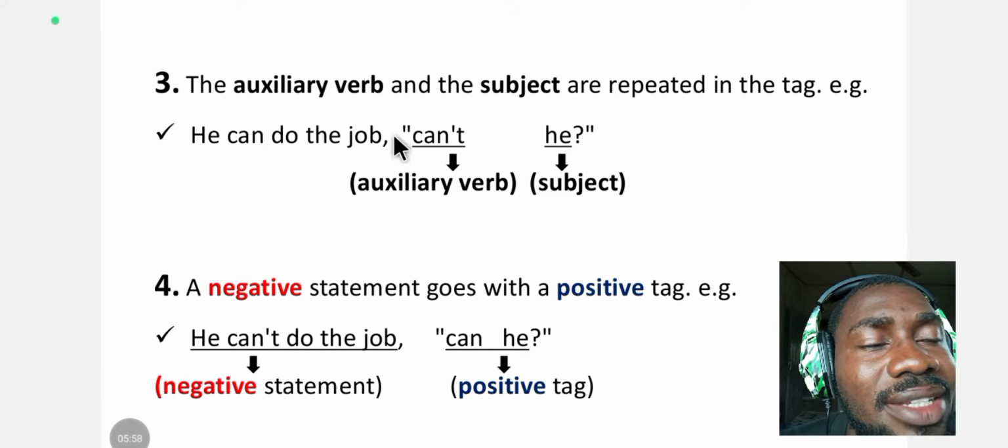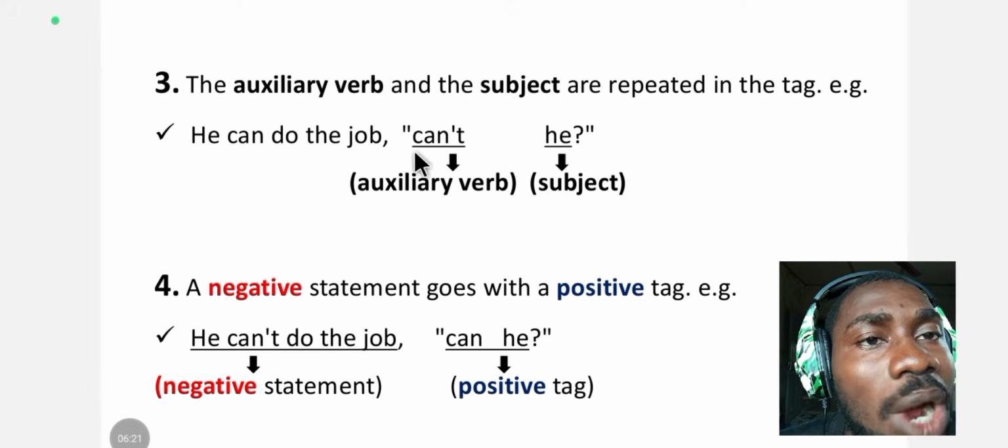It says the auxiliary verb is repeated. So remember the second rule, which states positive statement goes with negative tag. So this is a positive statement. We are supposed to use what? Negative tag, which is can't. But you are supposed to repeat the what? The auxiliary verb, which is can. That was why can't was used here to create a negative form of can. Hope I made myself clear. I think I did.